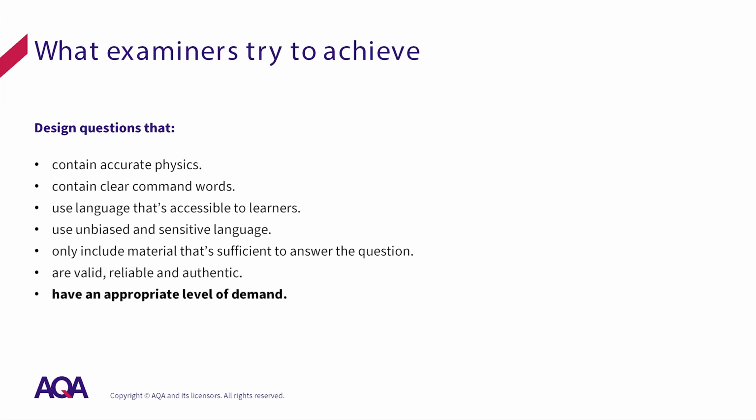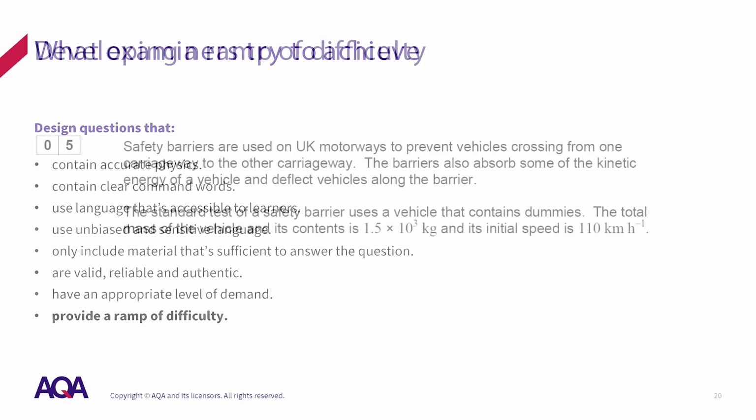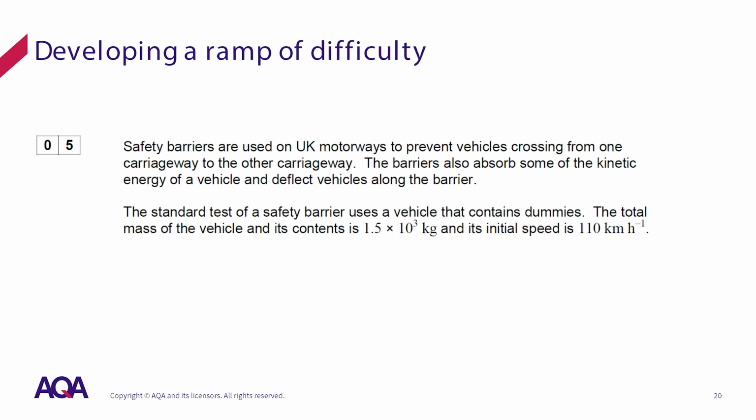They should have an appropriate level of varying demand within the assessment objective framework, and they require a ramp of difficulty to allow students to demonstrate the full range of their individual abilities. I'm going to illustrate how this works in practice using a June 2019 question from Paper 1 of the 7408 suite. The question begins with a stem that contains the context and a small amount of data. These data are here because they apply to most calculation parts of the question. You can pause this webinar to read the question parts before I discuss them.